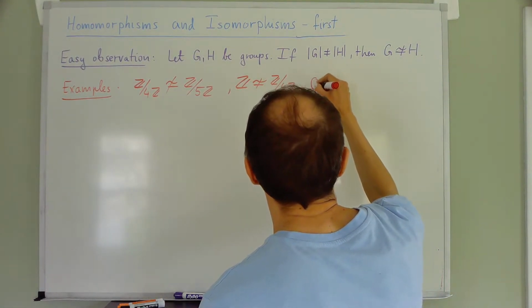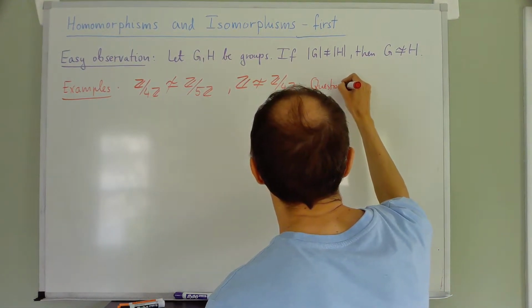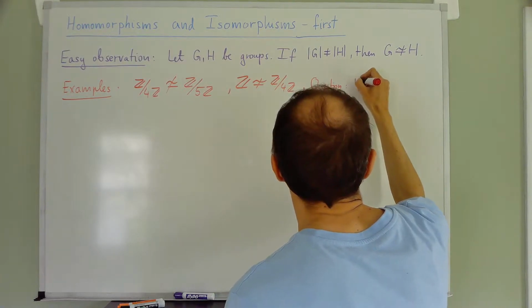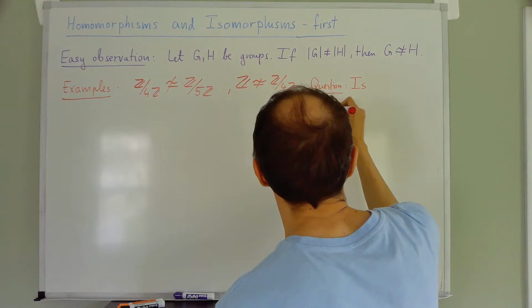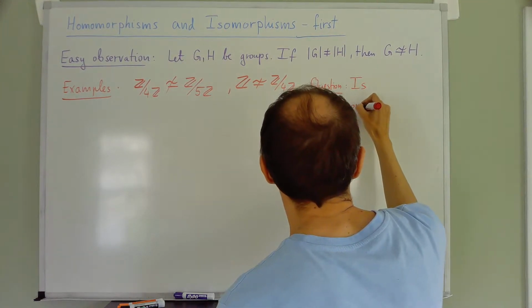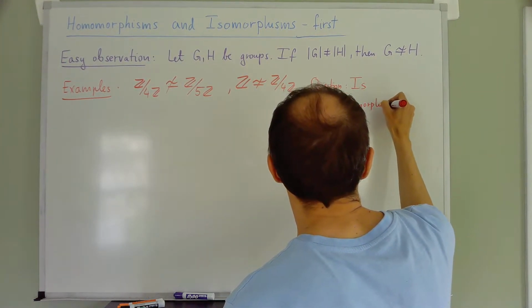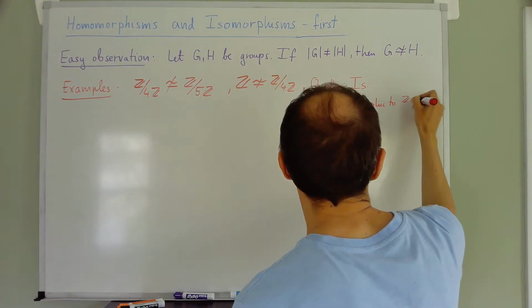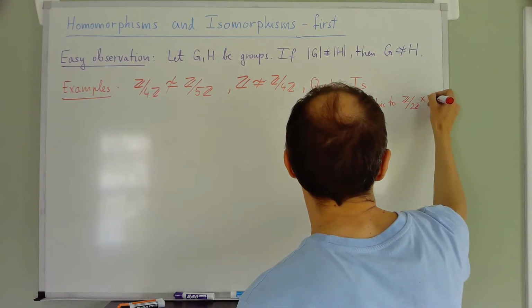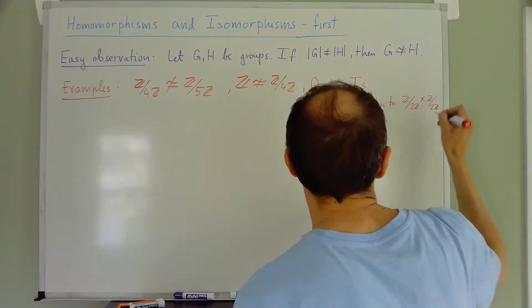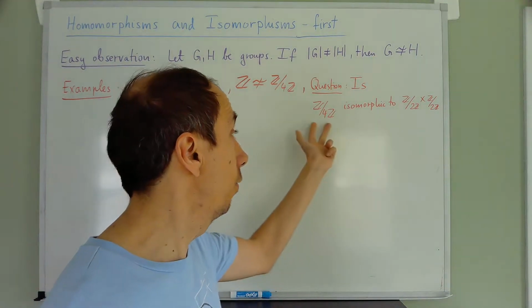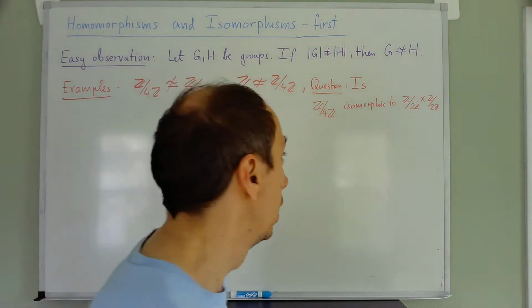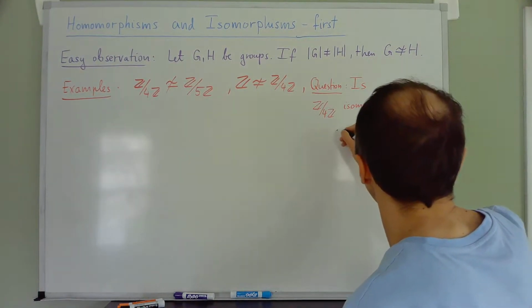But question, is Z mod 4Z isomorphic to Z mod 2Z cross Z mod 2Z? How many elements do you have here? 4. What about there? I can write down the elements of this group.